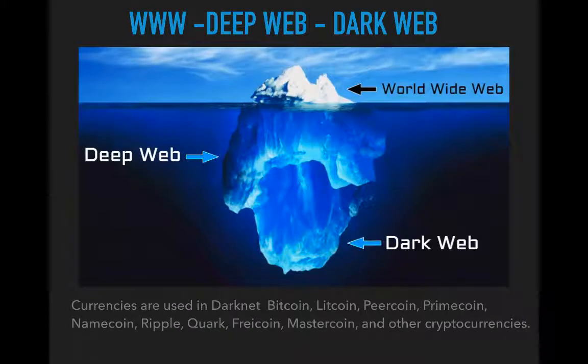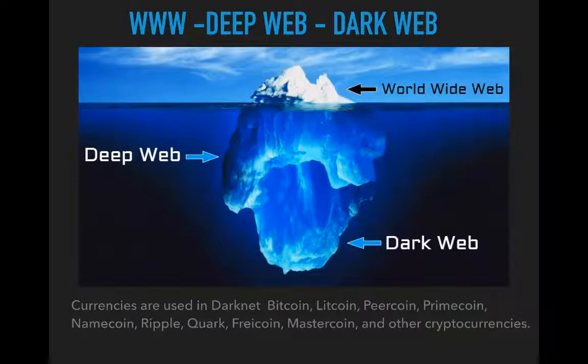You can see in this image that using Google or any search engine, we can find the top part of the web called the World Wide Web. The next part is called the Deep Web. In this, databases of companies and governments are stored. And the last part is the Dark Web. We are going to access the Dark Web using our Tor browser. We will see it in the next demonstration.